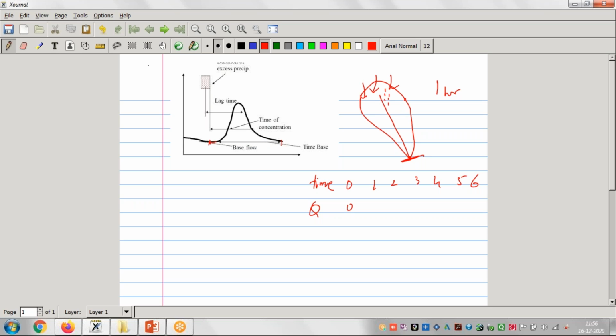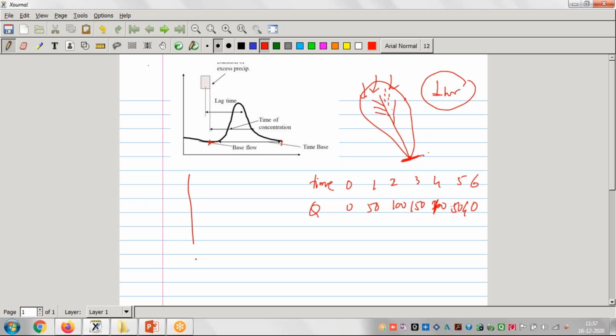This rainfall water will come into the stream very slowly. Even though the rainfall occurred only for 1 hour, the discharge will be collected for maybe up to 6 or 7 hours. Suppose after 1 hour, the discharge will be say 50 meter cube per second. Then say 100, then 150, then 200, and then it is reducing. Again 100, then 50, then 0, or 40, likewise.